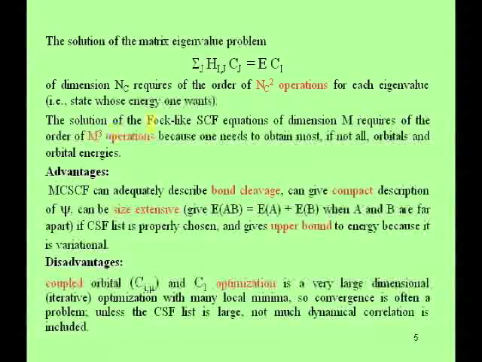Now, MCSCF has advantages. It can describe bond cleavage, because in your choice of reference determinants you can put pi squared and pi star squared. But you've got to have the brains to put those into the wave function in the first place, and then it can describe bond cleavage properly. And it can give a proper spin eigenfunction, like for singlet S of this carbon atom. It can give that.